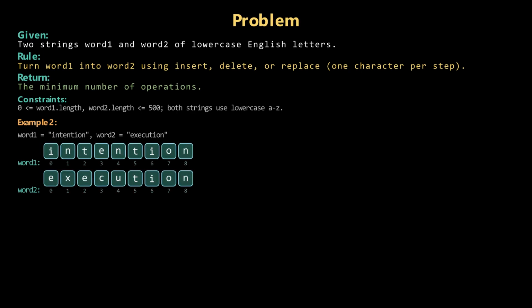Example 2, intention to execution needs 5 edits. A dynamic program over both prefixes counts every insert, delete, and replace choice and keeps the minimum cost.